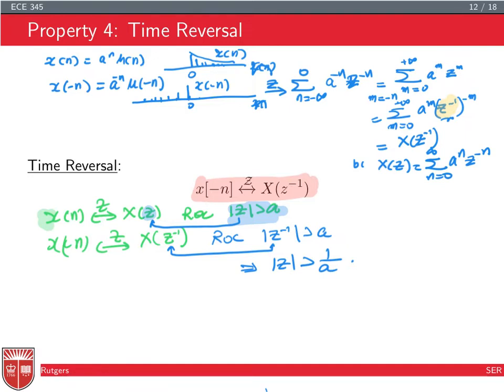So as a summary, if you have time reversal, then you can obtain the Z transform by replacing z by z inverse, or z^(-1), in the Z transform. And for the ROC, you're also going to replace z by 1 over z. Let me explain this more on the next slide.